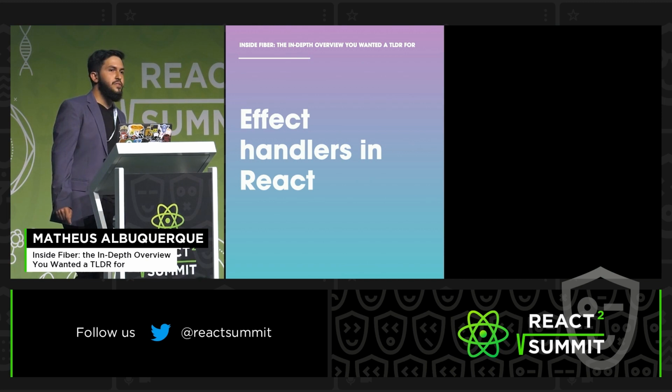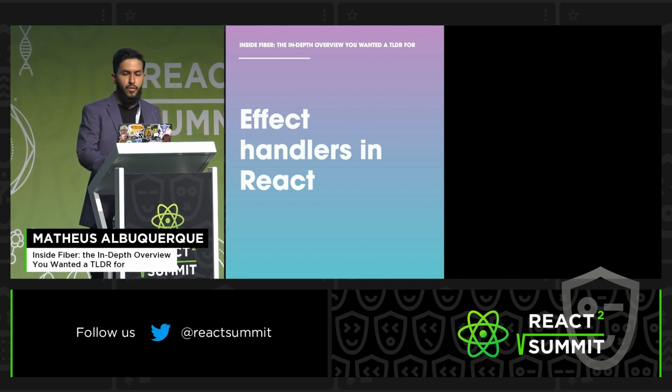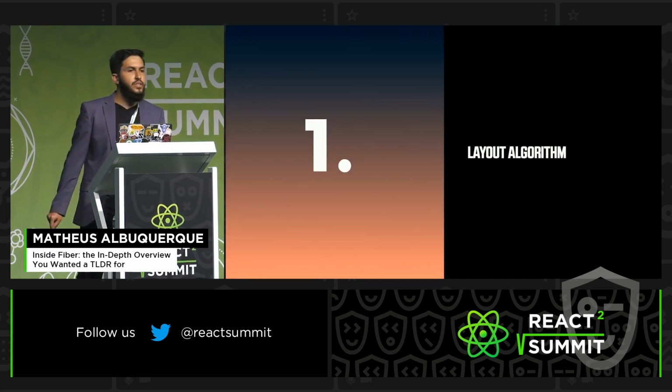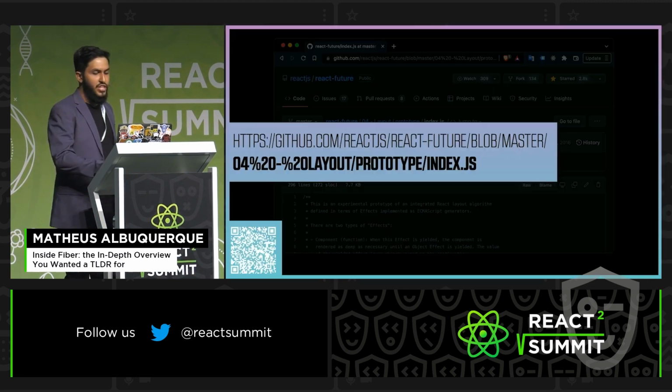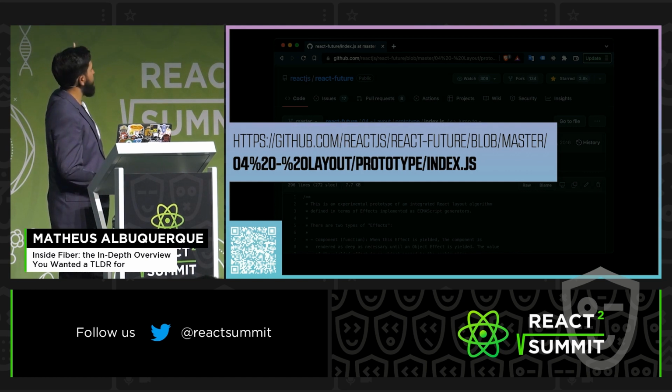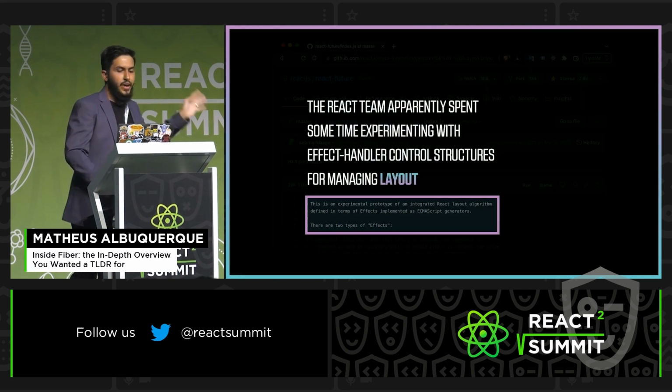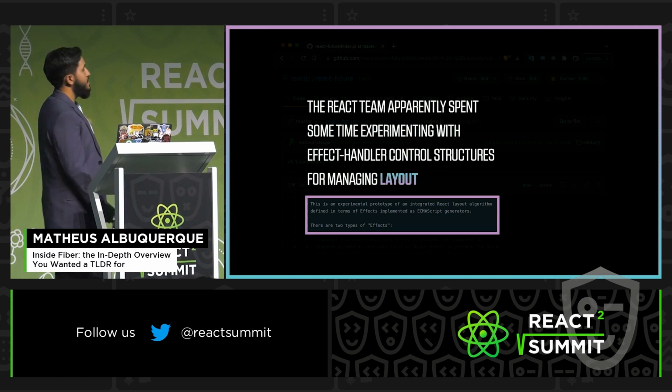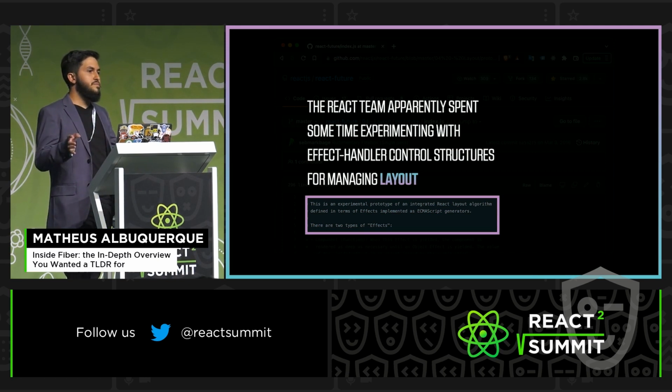So effect handlers in React, they appear a lot throughout the whole history. So it all started with the layouting algorithm. So years ago, you can check this out. It's the whole thing. But to summarize, they were experimenting with control structures based on effect handlers to redo the whole way that React does layouting.